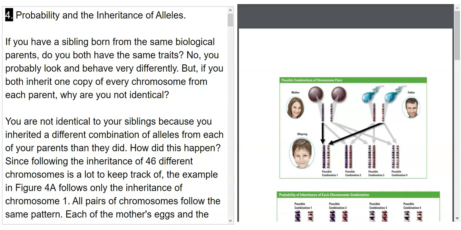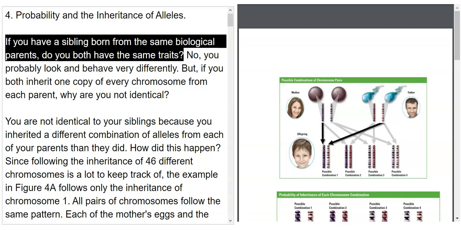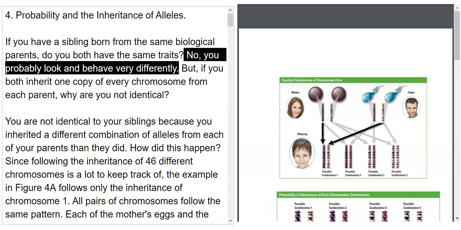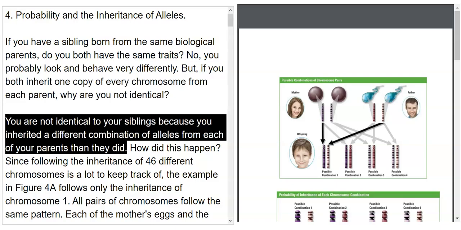TCI Lesson 9, Section 4, Probability and the Inheritance of Alleles. If you have a sibling born from the same biological parents, do you have the same traits? No, you probably look and behave very differently. But if you both inherit one copy of every chromosome from each parent, why are you not identical?